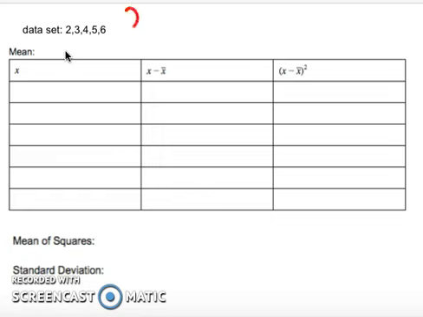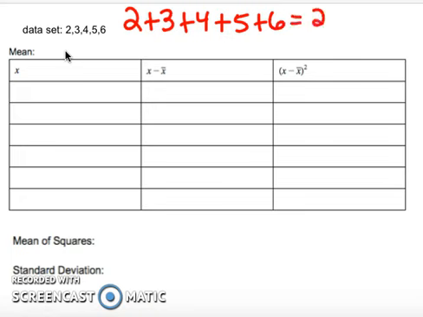So here I would do 2 plus 3 plus 4 plus 5 plus 6, which sums to 20. And then I'm going to divide by 1, 2, 3, 4, 5, because there are 5 numbers in my data set. 20 divided by 5 equals 4, so that is my mean.